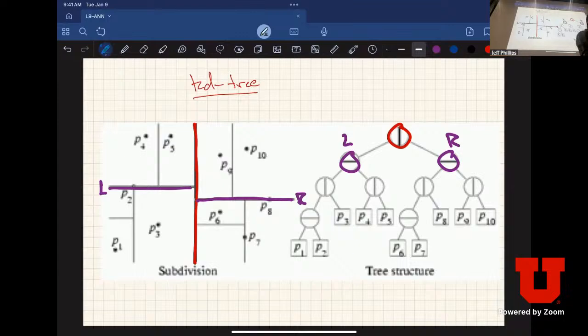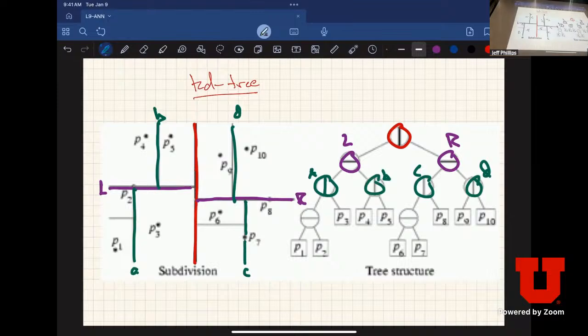Between 1, 2, and 3, I'm going to get this one. This is splitting 1, 2, and 3, and this is A. B is splitting 4 and 5. Splitting 6 and 7 from 8 is this one here, C, and D is splitting this one here. And you can see that it's building a tree data structure with some split point, and I can make this decision all the way down.